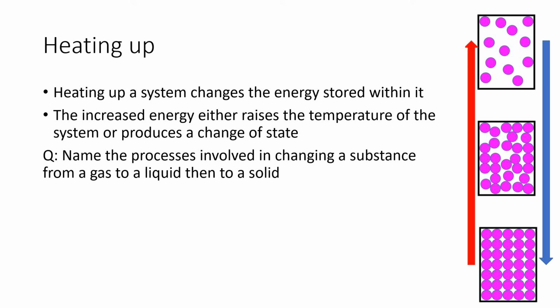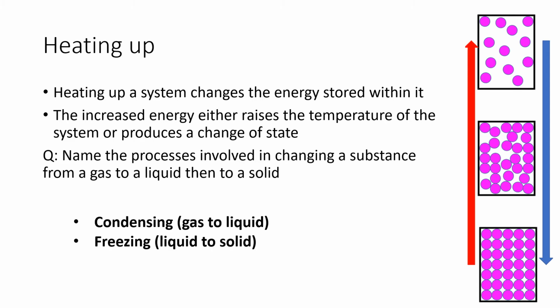When we heat up particles, remember, we are adding thermal energy, and we cause a change in the arrangement of particles when we change their state of matter. If we are not changing the state of matter, then we are causing a change in the temperature. Name the processes involved in changing a substance from a gas to a liquid, and then from a liquid to a solid. Well, from gas to liquid is known as condensing, and from liquid to solid, the process is known as freezing.